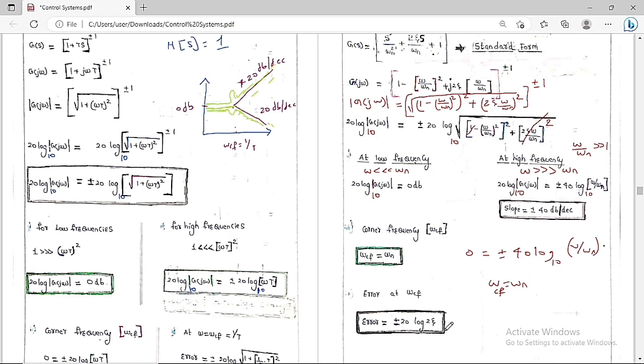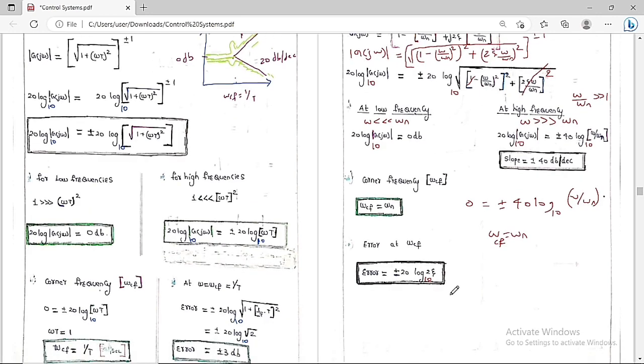So basically, in this exact expression we substitute omega equal to omega n. So therefore what are we going to get? This value is equal to 1. So 1 minus 1 is 0. Here also omega n cancels. Only 2 zeta we are going to get. So this 2 and the 2 are going to cancel. Finally, the exact value is plus or minus 20 log 2 zeta with the base 10 that you are going to get.